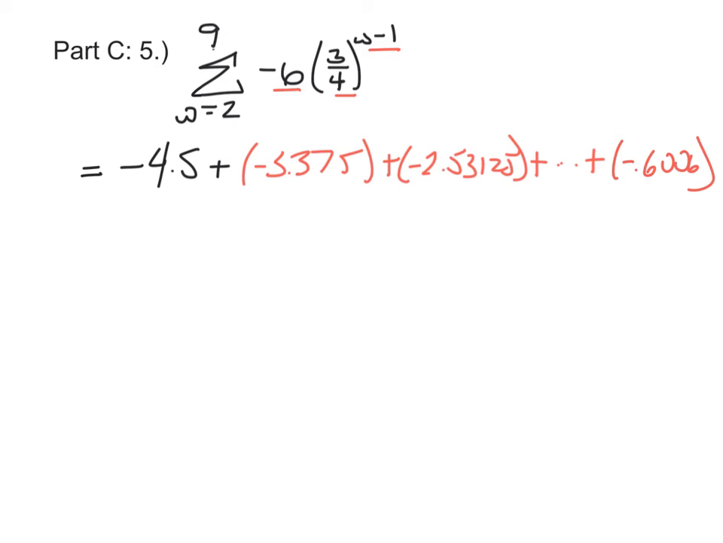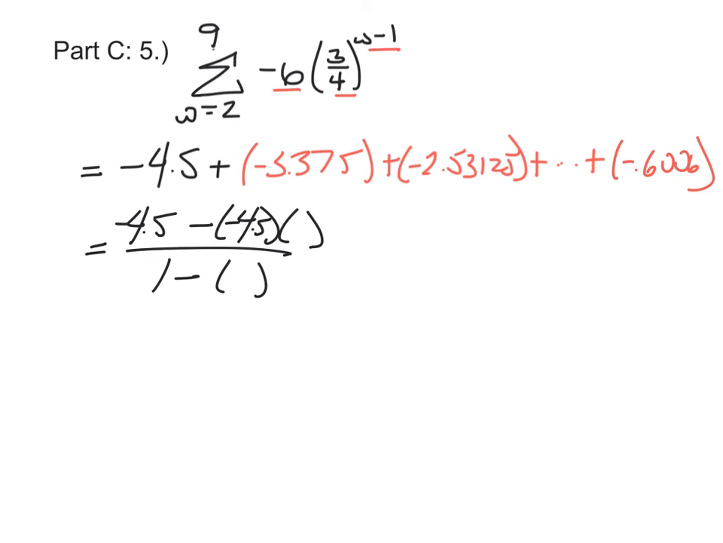Anyway, like we said, we know this is a geometric series, so we can use our geometric formula, which says that we take the first term, in this case, that was negative 4.5, minus negative 4.5 times common ratio, and in the denominator we got 1 minus common ratio. Our common ratio is going to be that 3/4. So I'll plug that in right here, 3/4 and 3/4. Then we have to figure out the power.